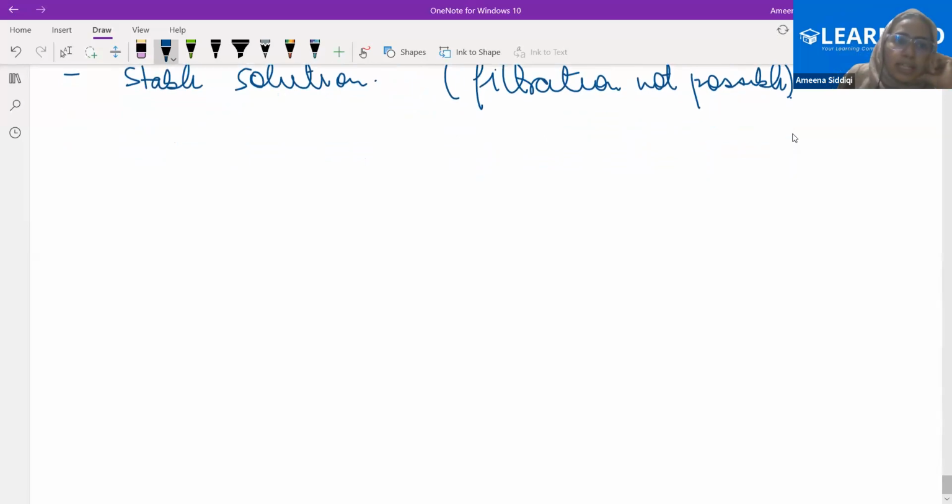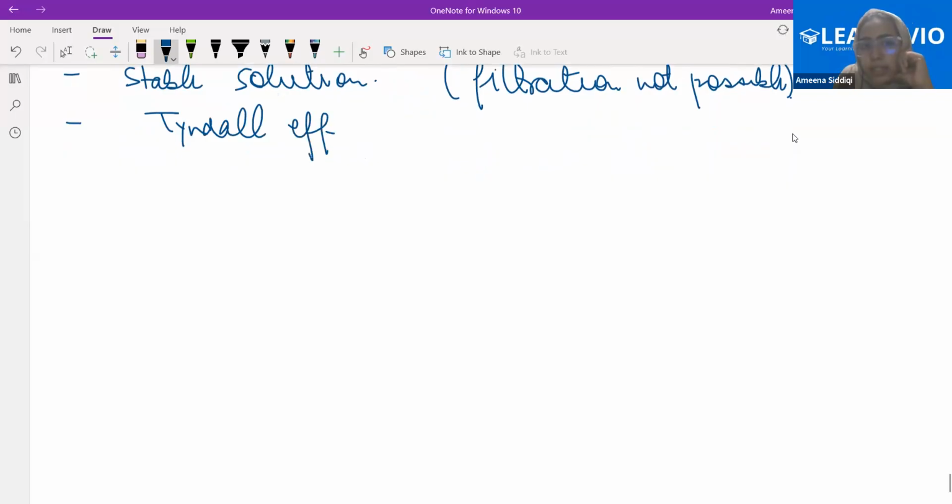Now, last point, Tyndall effect. What about the Tyndall effect, bachcho? Will a light beam get scattered by these particles, given the size of these particles? Yes. Tyndall effect is shown by colloidal solutions. Very good.